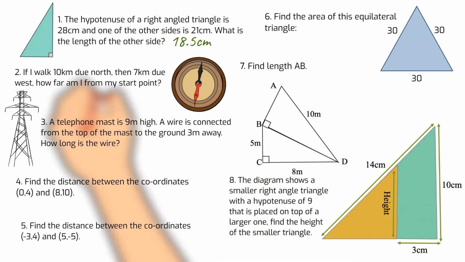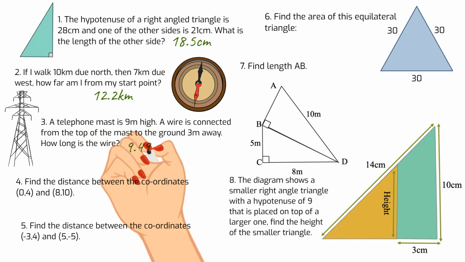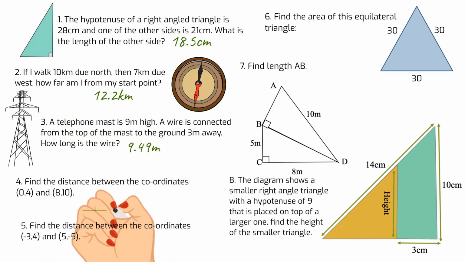So the first 3 questions should have been quite straightforward. If you got one of them wrong, go back and check your diagram. For question number 4, you should have got an x distance of 8, 0 to 8 is 8, and then 4 to 10 is 6, which means we're finding the longer side, you should have got 10. For number 5, we had an x distance of 8, and then a y distance of 9. However, it's actually minus 9, it goes down, but distance is always positive. Longest side is 12.0 to 3 significant figures.